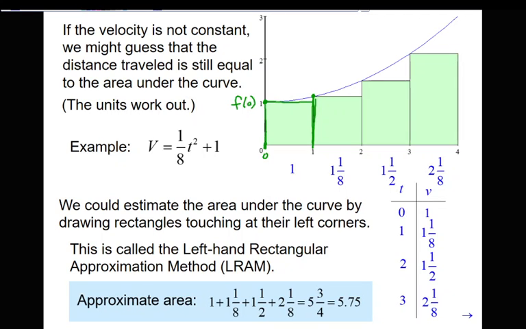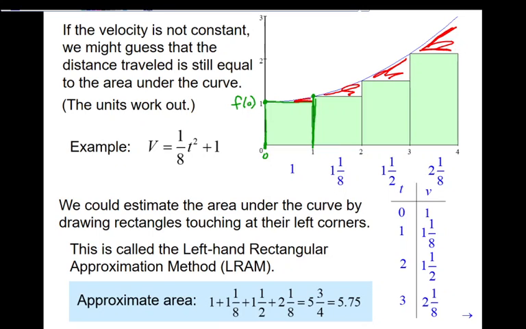I mean, if you look at it, you're missing this part here and all of this and all of this and all of this. So I know my number's got to be bigger than this. But there are times when we approximate and we need to know kind of like a minimum, okay? So this is called LRAM, or left-handed rectangular approximation method, because I use the rectangles hitting on their left side.